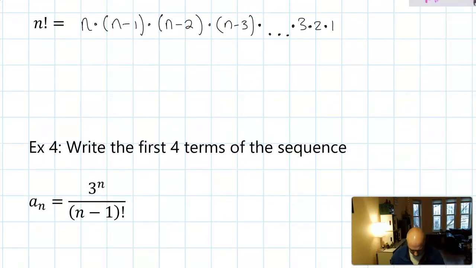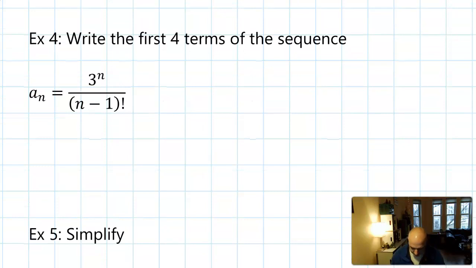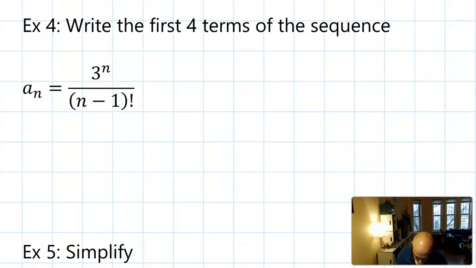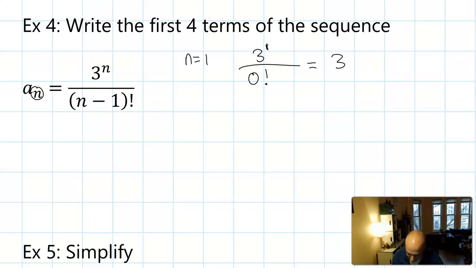Let's actually try that out. Write the first 4 terms of the sequence. a_n is 3 to the n over (n minus 1) factorial. All right, so we have a sequence now, so we can just let n be 1, 2, 3, and 4. If n is equal to 1, we have 3 to the 1 over 0 factorial, 1 minus 1. So 0 factorial is 1, so this is 3.